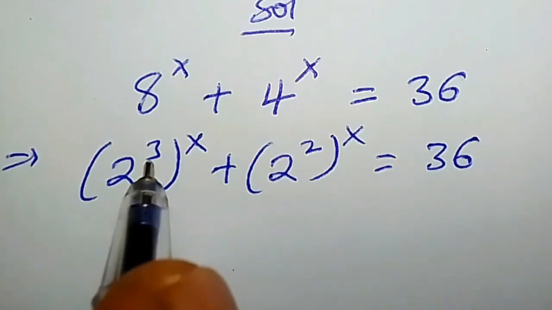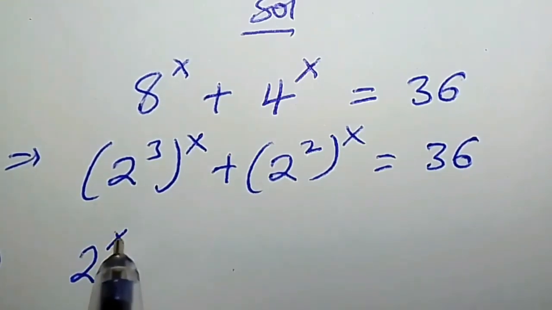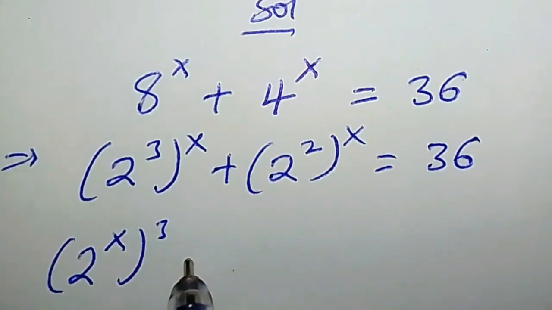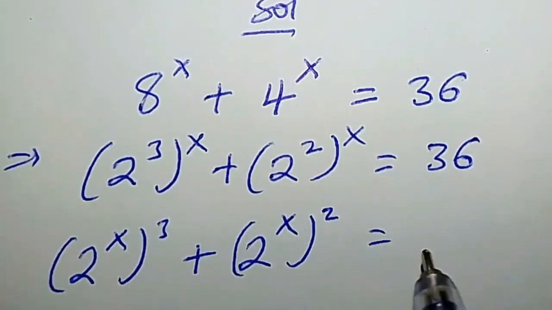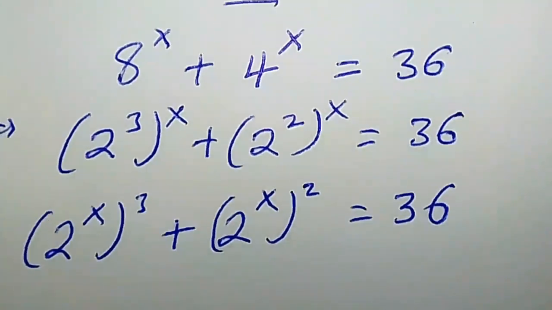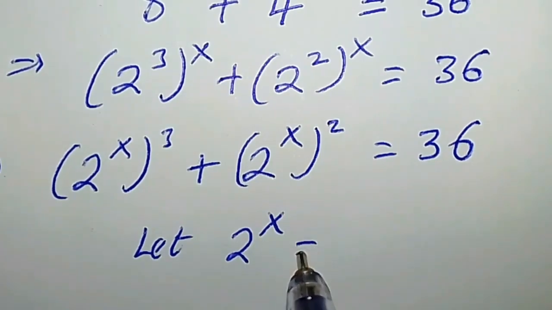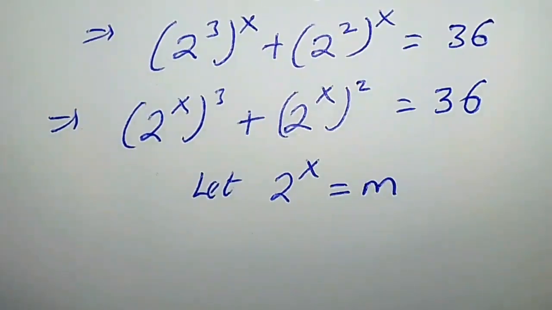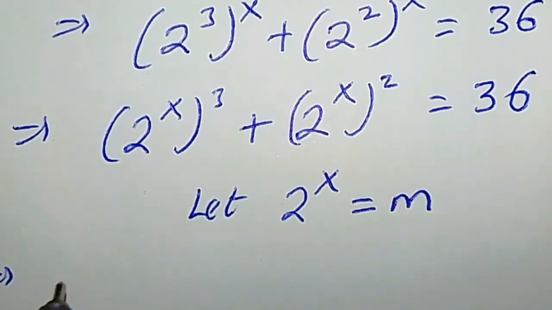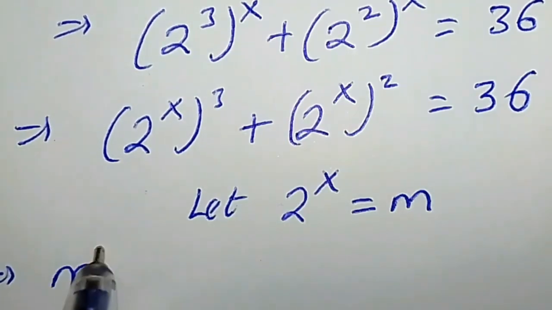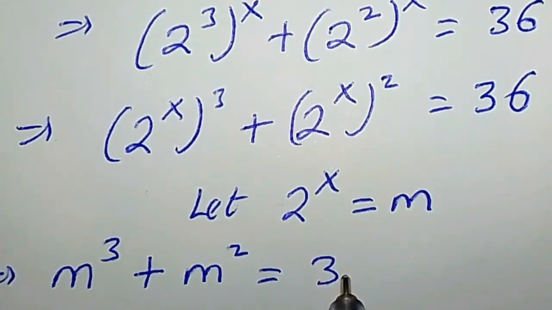This means that we can switch this power, so we have 2 to the power of x times 3 plus 2 to the power of x times 2 equal to 36. Now, let's suppose 2 raised to x is equal to m. This means that anywhere we see 2 to the power of x, we just write m. So I have m to the power of 3 plus m square equal to 36.